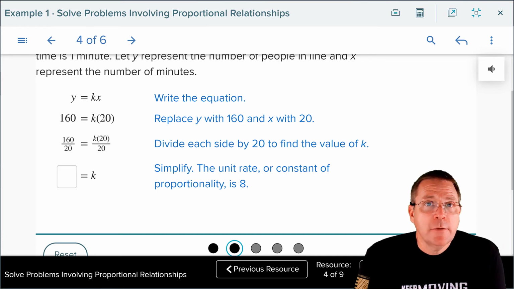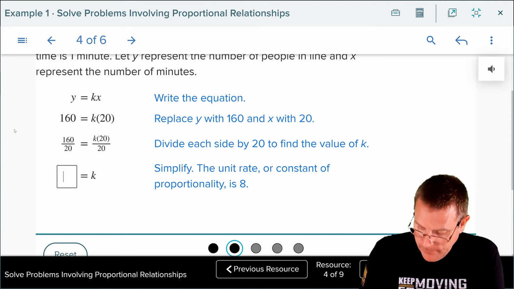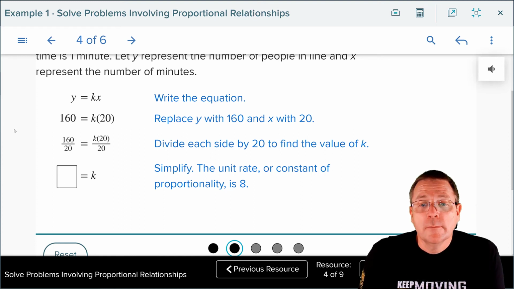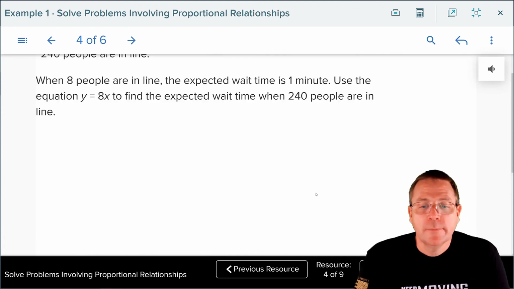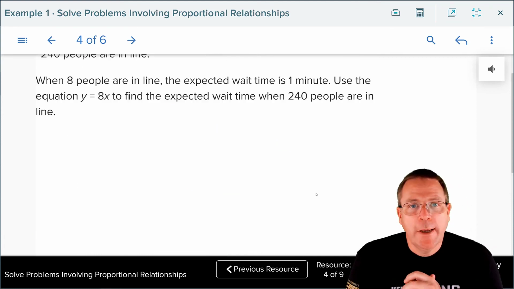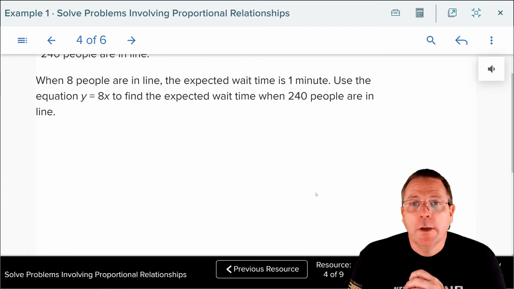And then they isolated the variable just like I showed you in our last lesson, dividing both sides by 20. These 20s divide out, becoming 1. I would encourage you to put a 1 through there. And 1 times k is k. And over here, what are you going to put? Well, what is 160 divided by 20? That number is going to be 8. Give you a hint, they told you the answer right there. Check our answer. Our answer is going to check. And let's move on to our next slide. So we can say that when 8 people are in line, the expected wait is 1 minute.